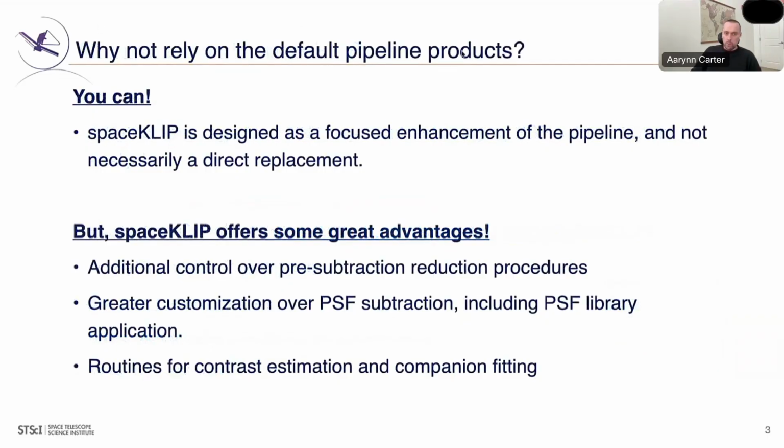So why not rely on the default pipeline? Julian and Jonathan summed this up a little bit throughout their talks, but the idea is that spaceKLIP is not necessarily replacing the pipeline products. You can take it where you want it, but it's a way to enhance those products and get some science results straight out at the end. That's things like control over your pre-subtraction image cleaning and reductions, greater customization over your PSF subtractions using PSF libraries, and routines for contrast estimation and companion fitting. So things that actually get you science, things to put in your paper right at the end.